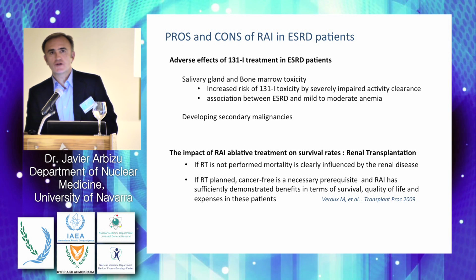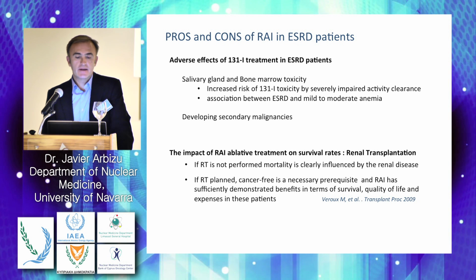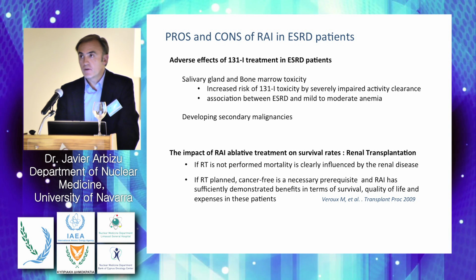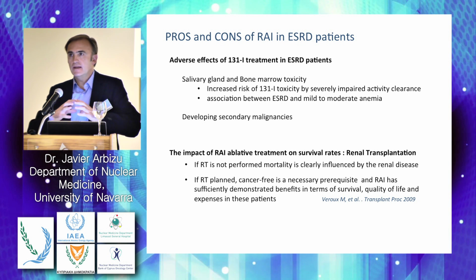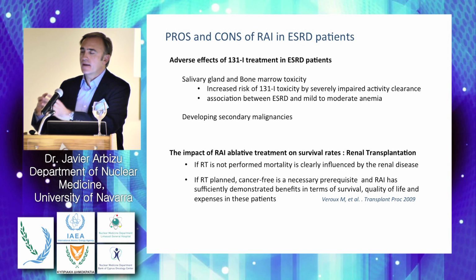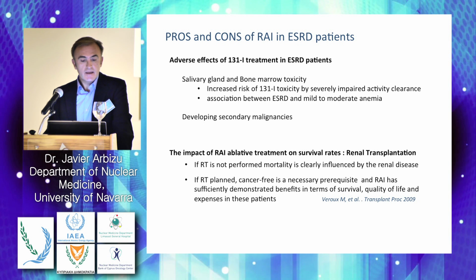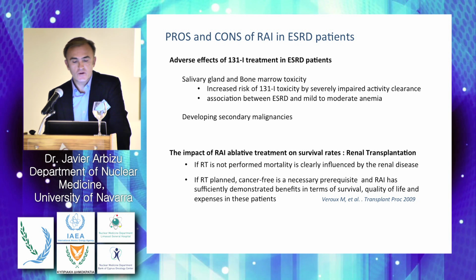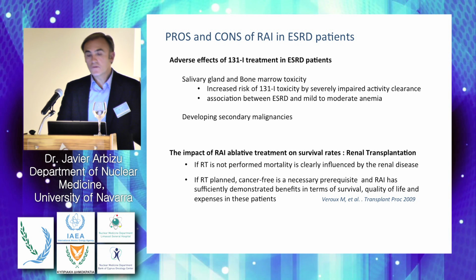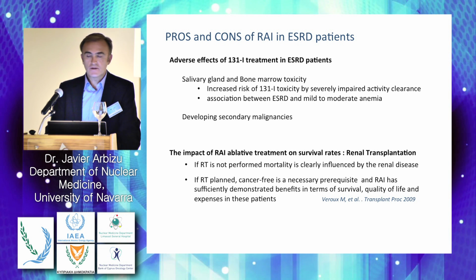So there are some pros and cons to administering this treatment in these patients. The adverse effects are higher because the time of availability of radioiodine is higher, and the amount is also higher before the dialysis. So the salivary gland and bone marrow toxicity could be higher, and there is increased risk of toxicity by severely impaired activity clearance. And there is an association because these patients also have anemia, and that could increase with this toxicity. And there is also a possible increase of secondary malignancies.